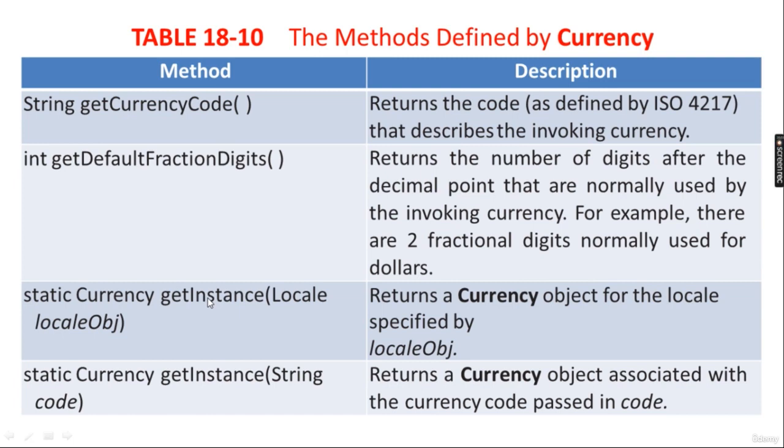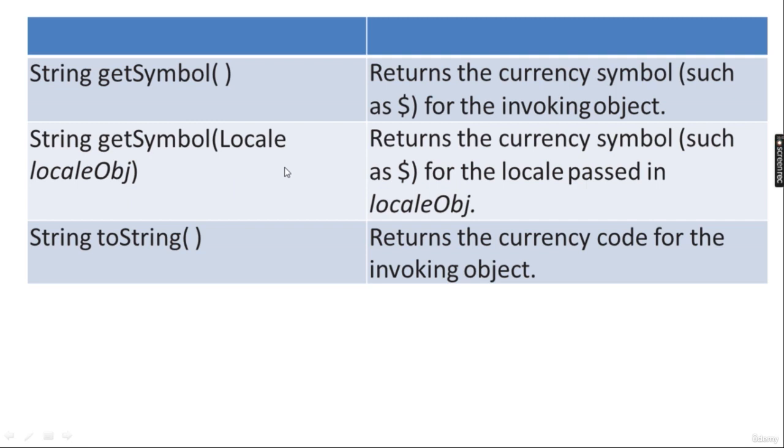Static Currency getInstance(Locale localeObj) returns the currency for the locale specified by the locale object. Then Currency getInstance(String code) returns the currency object associated with the currency code. Then getSymbol returns the currency symbol, such as dollar, for the invoking object. getSymbol(Locale) returns the currency symbol, such as dollar, for the locale passed in as the locale object.